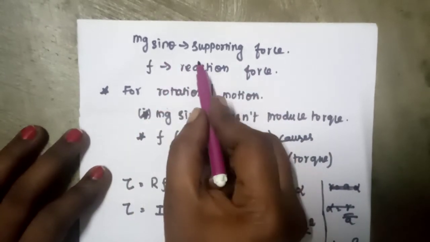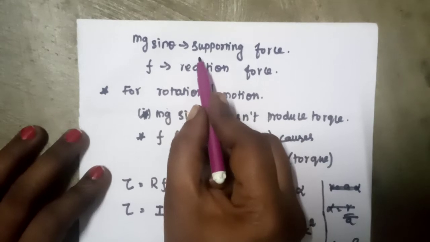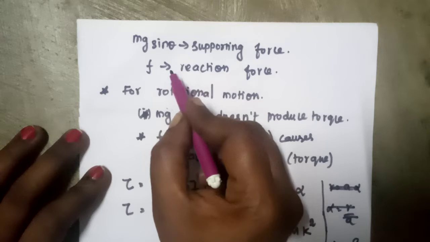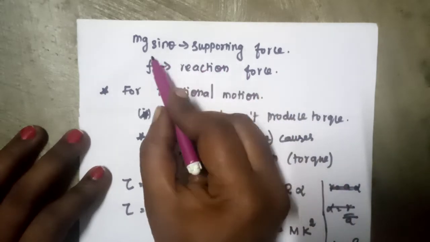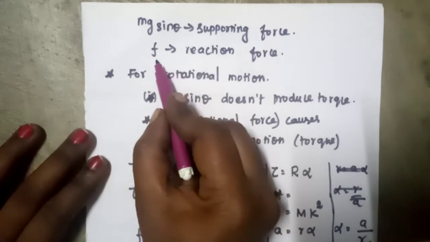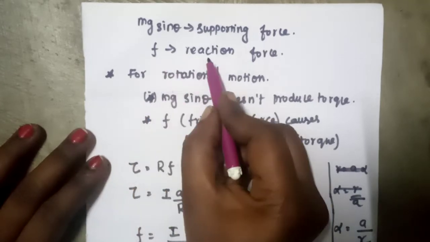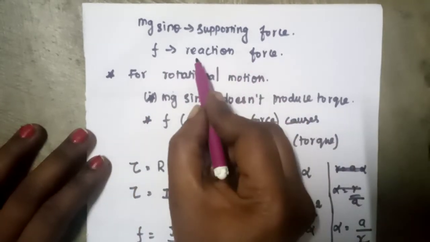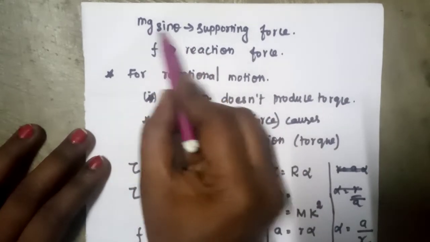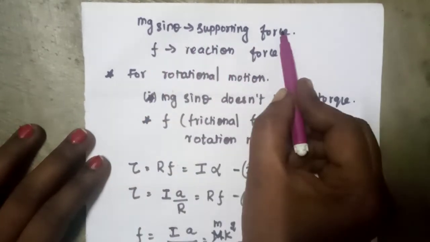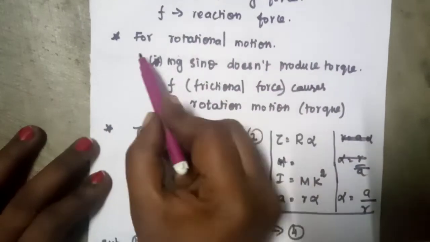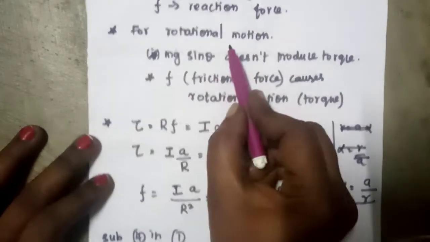So I told that in the rolling motion we are having two types of motion. One is the linear motion, another one is the rotational motion. So the mg sin theta component is responsible for linear motion, and this frictional force f, which we call a reaction force, is responsible for rotational motion, which produces torque. So mg sin theta is responsible for linear motion, and this frictional force is responsible for rotational motion. Now we are going to consider the rotational motion.